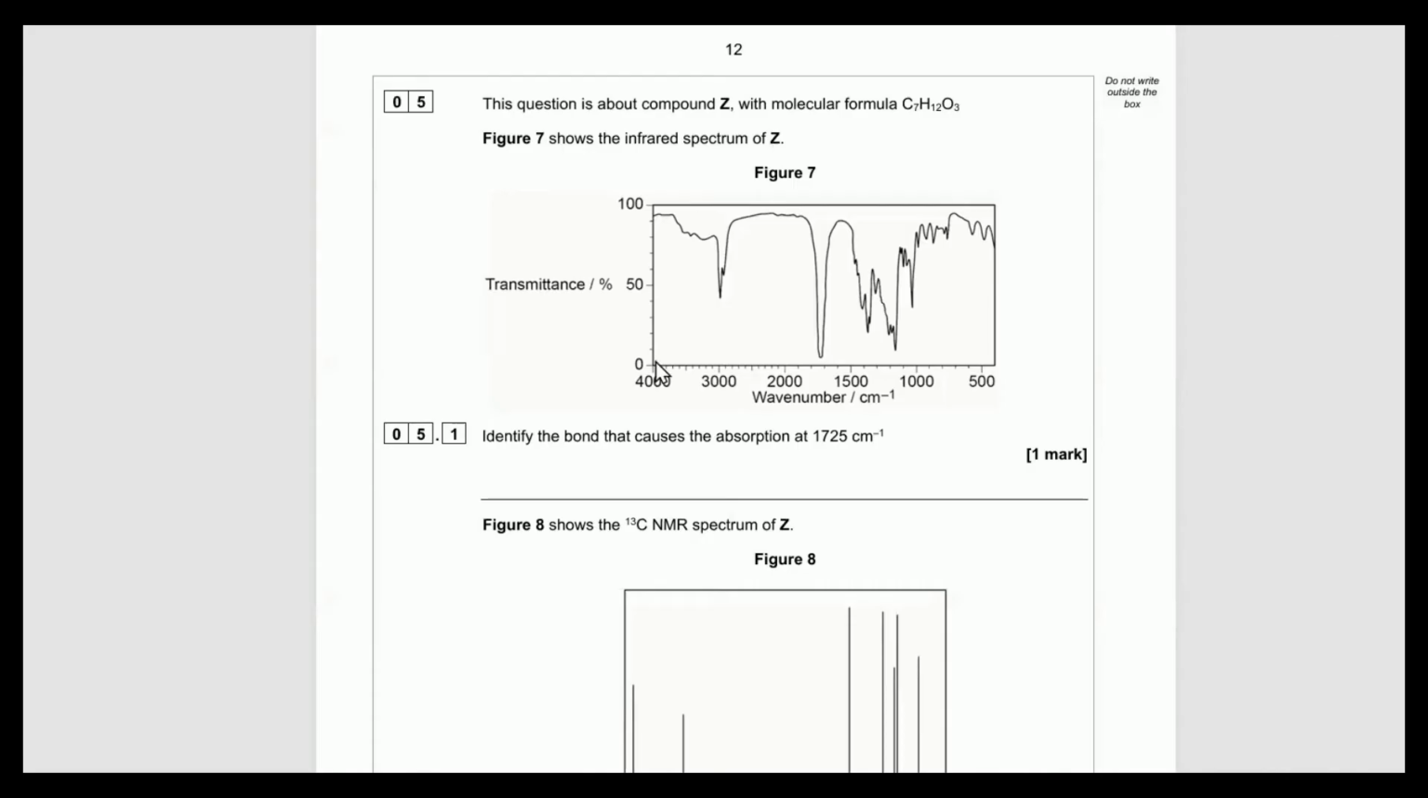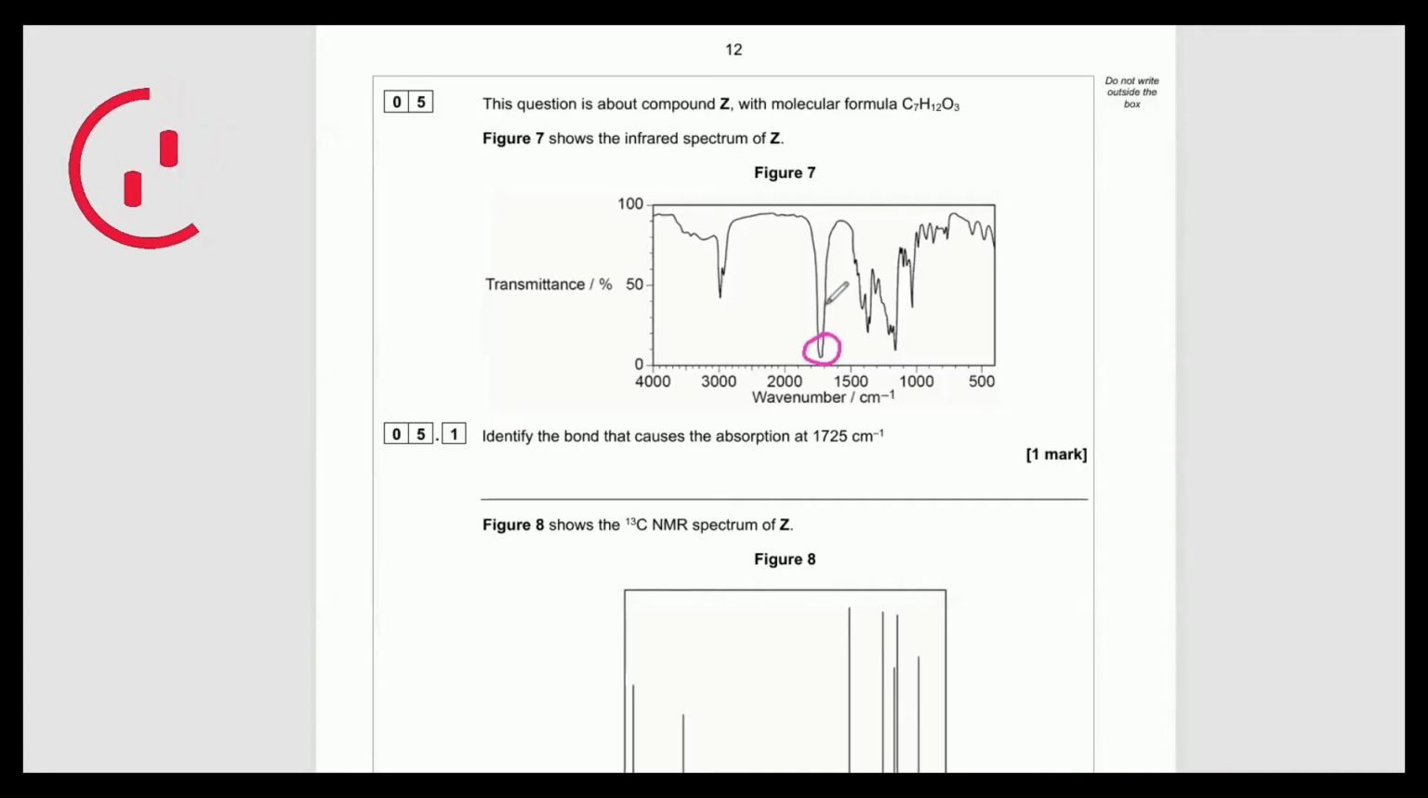C7H12O3. Figure 7 shows the infrared spectrum of Z. Okay, we've got transmittance on the left here, and we have wave number at the bottom. Identify the bond that causes the absorption at 1725. Once again, always pause the video, have a go before looking up and watching the walkthrough.